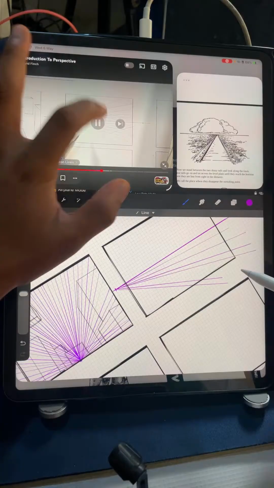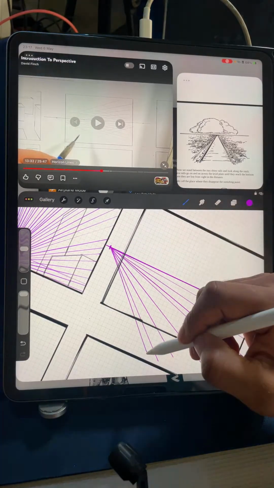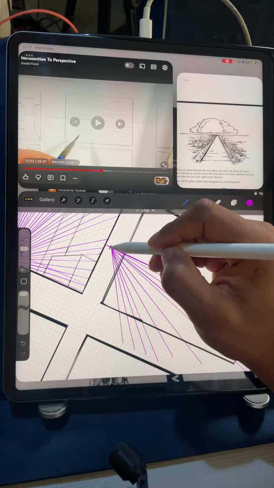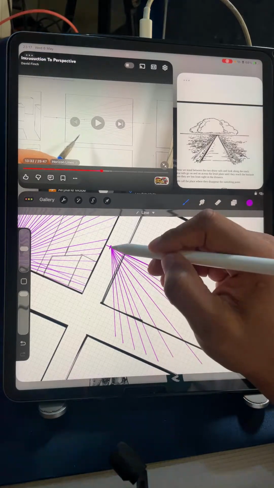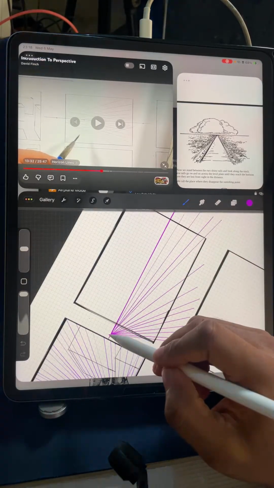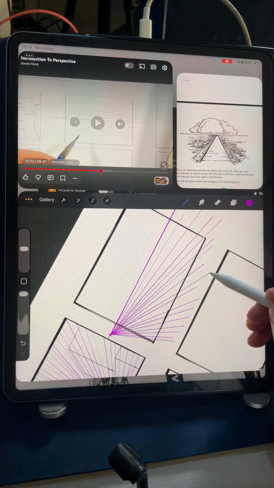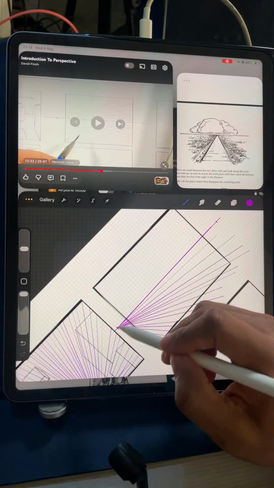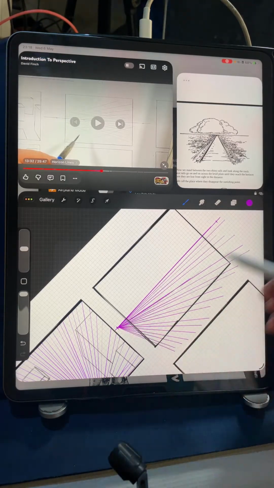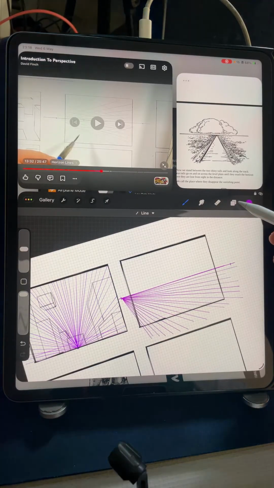I'm not going to need horizontal lines now. I'm going to just draw my perspective. Give me a moment to catch up. That should be enough. Then I have to do it the other way. Okay, I think I know what to do.